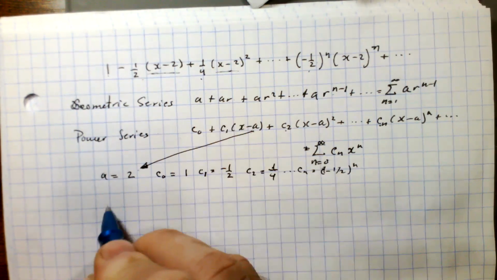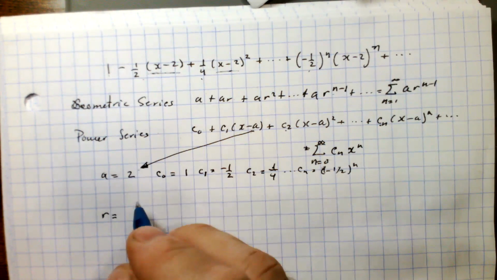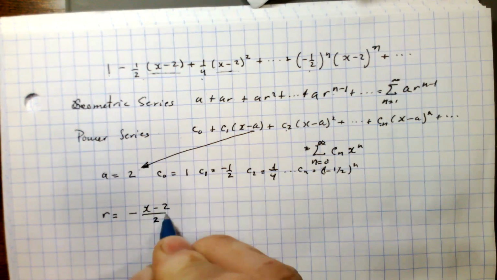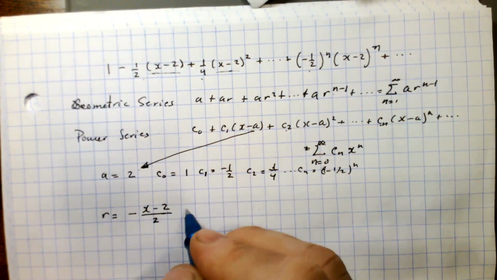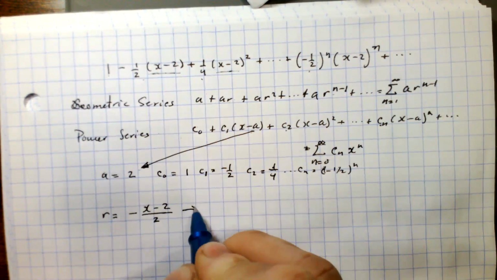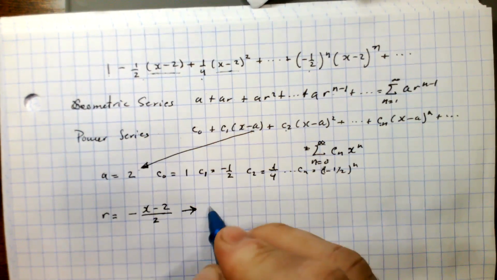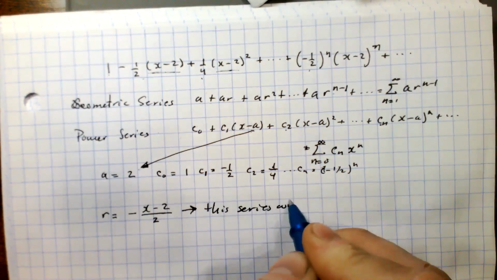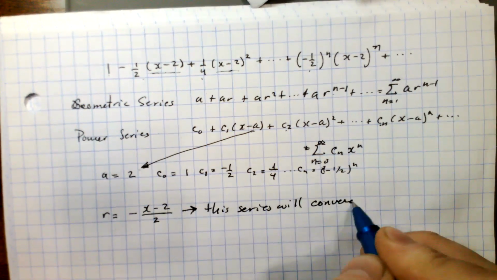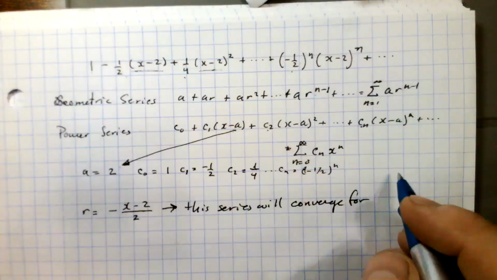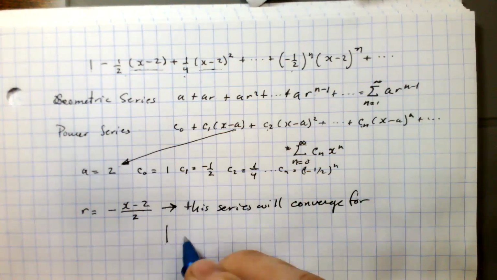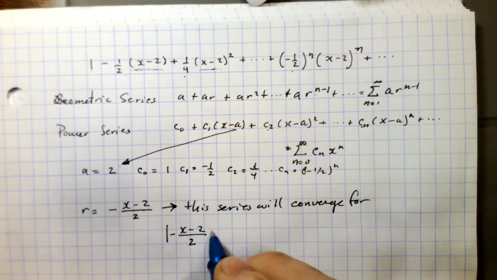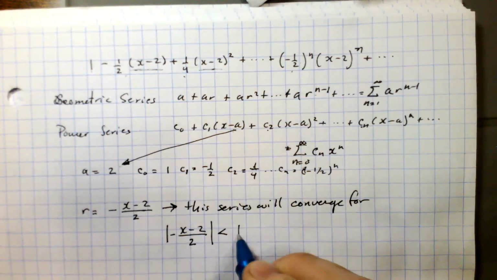So the ratio r is going to equal negative (x minus 2) over 2. And that implies that this series will converge for the absolute value of negative (x minus 2) over 2 being less than 1.